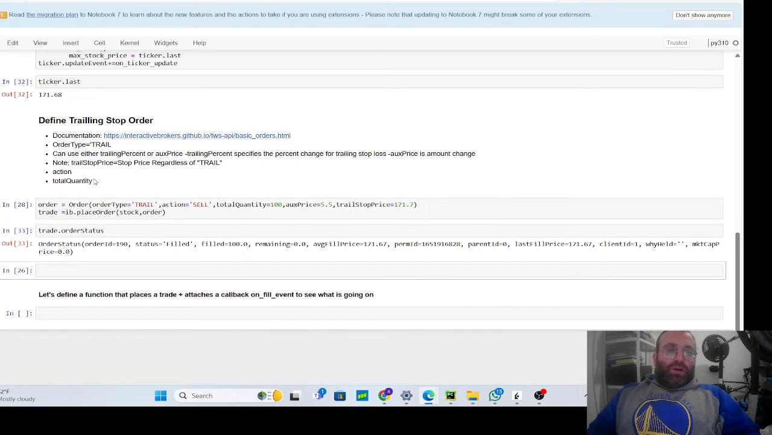So now let's actually go to the actual trailing stop. Okay, so let's define a callback to help us understand what's going on. So we can define a callback. I'll call it on fill event.